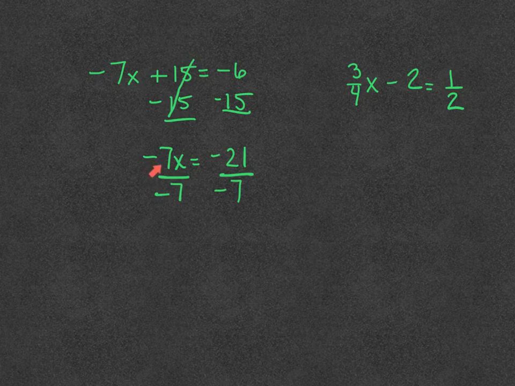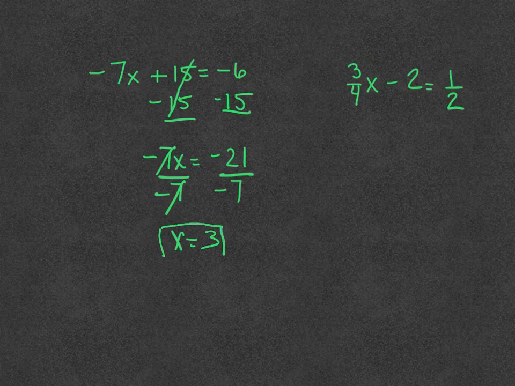Now, on the left side of the equation, I have a negative 7 divided by a negative 7. These are going to cancel out and leave me with an x. And then I have negative 21 divided by negative 7, which is a positive 3. So my solution is x is equal to 3.